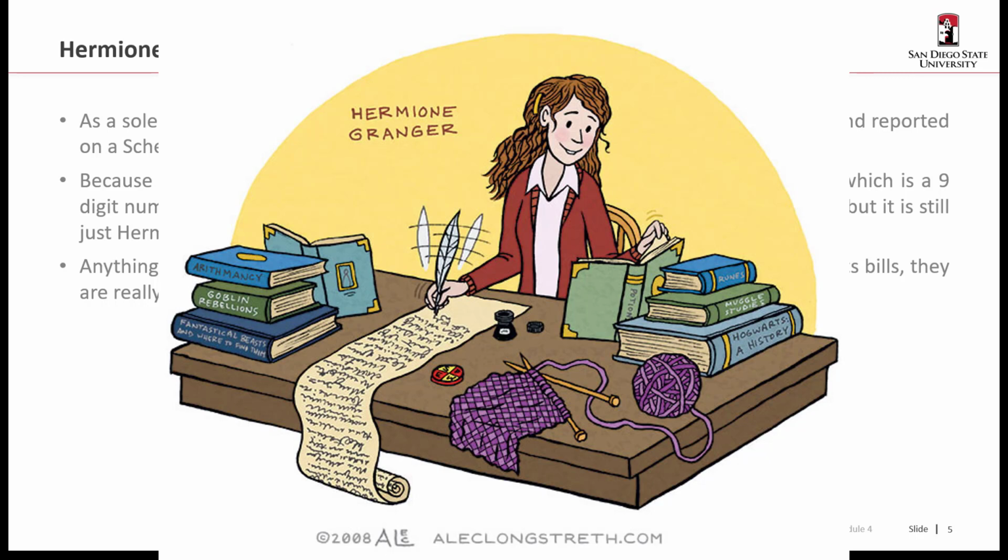Anything that happens to the business, that's on Hermione. If the business doesn't pay its bills, they're really just Hermione's bills. If the business gets sued, it's really Hermione that gets sued.